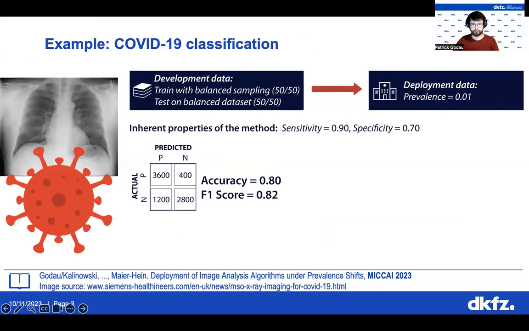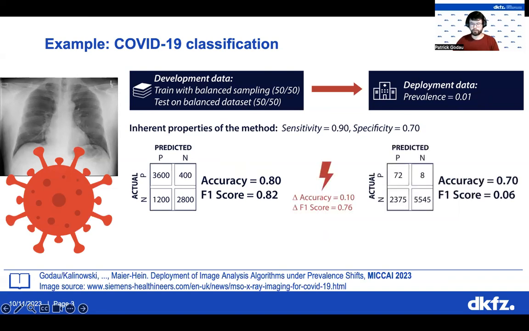Prevalence shifts first came to our attention in the context of metric selection. Let's consider a hypothetical COVID classification model, which was trained and tested on a balanced dataset. Afterwards, the algorithm is deployed in the wild, say at a time and location where the prevalence is 1%. The very same algorithm now yields completely different metric values.